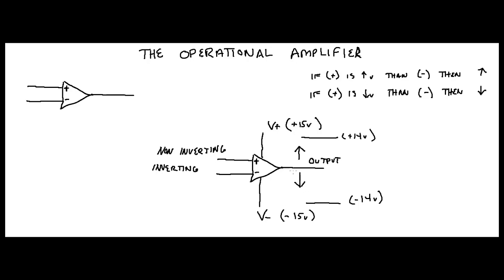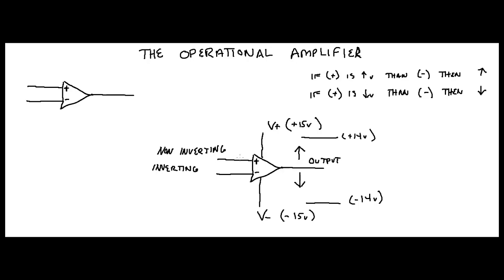But remember, the gain of these operational amplifiers, sometimes termed differential amplifiers, that's the term some people use because it amplifies the difference of these inputs, is very, very high. There's a term used called open loop. Open loop means that the output of the amplifier is not fed back to one of the inputs.